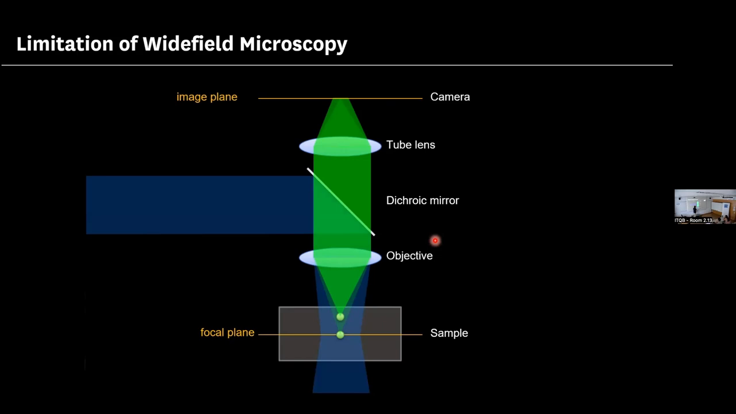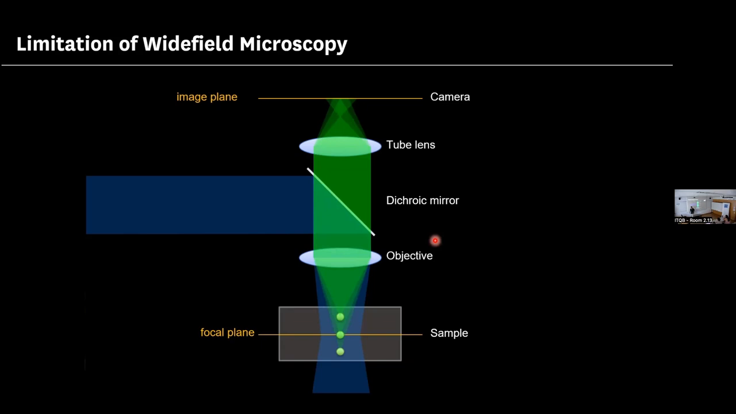Whereas if it's underneath the focal plane, if it's a little below, the light that will be captured by the objective will be focused before the image plane and then diverge again. So you'll see this blur. If you have a single fluorophore, it's fine. If you have more of them, the light that will be captured with the wide field will be a combination of all of these. Some in focus, some out of focus.